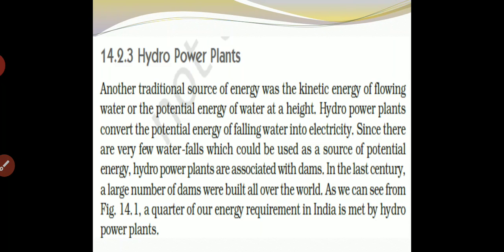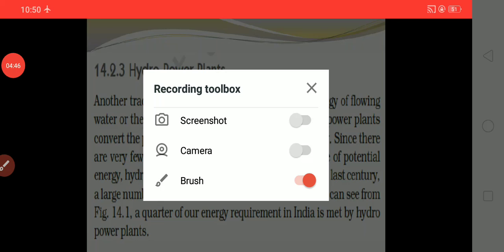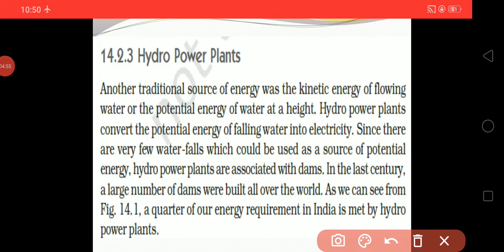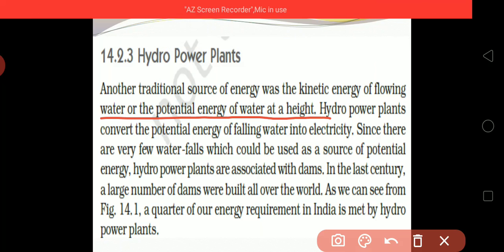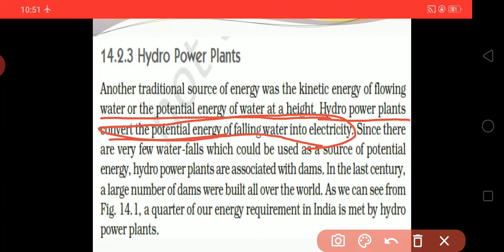Now, the second is the hydropower plant. Another traditional source of energy was the kinetic energy of flowing water or the potential energy of water at a height. This way also electricity is produced. A hydropower plant converts the potential energy of falling water into electricity.